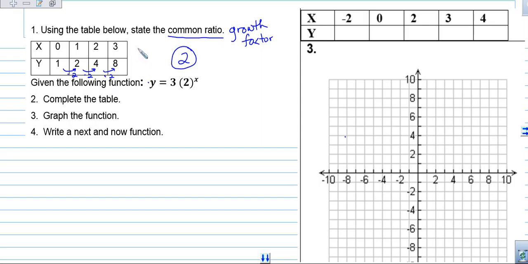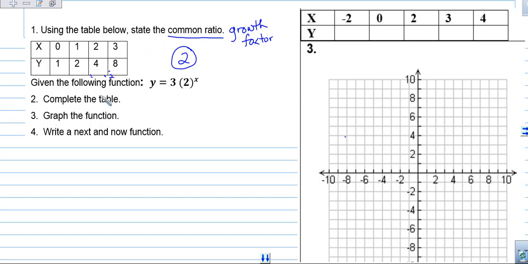Another way you could figure it out is you do the second number divided by the first number. So you go 2 divided by 1, which is 2, 4 divided by 2, which is 2, and 8 divided by 4, which is 2. And since all of those give you 2, that's why the answer is 2. Okay?